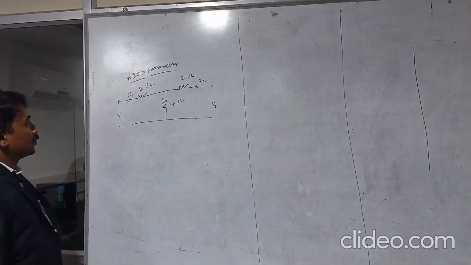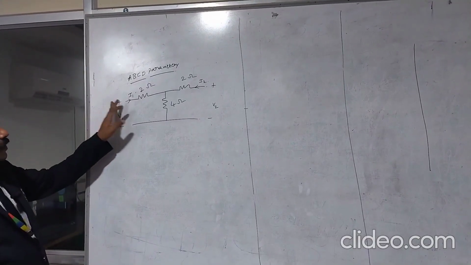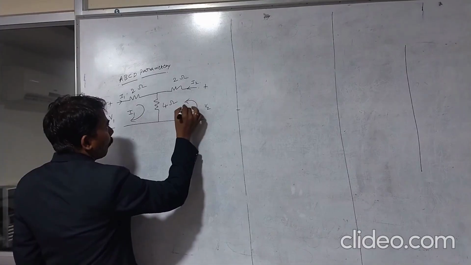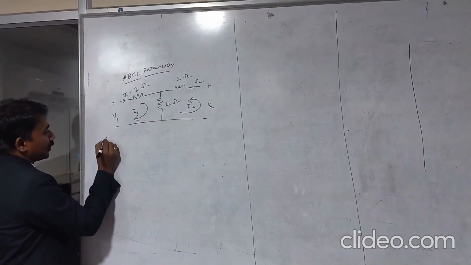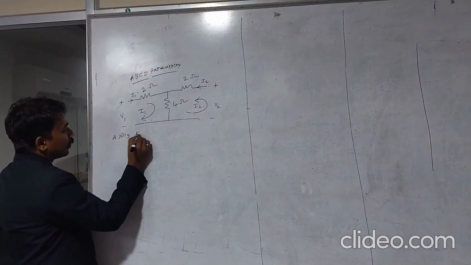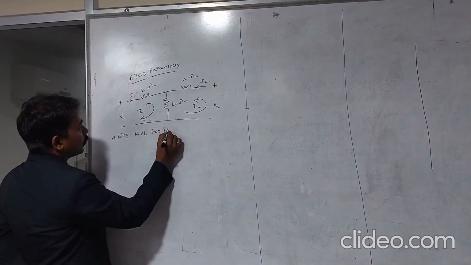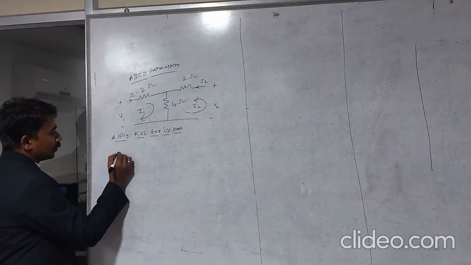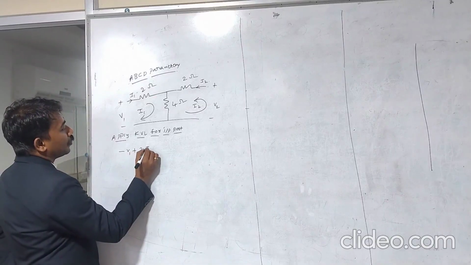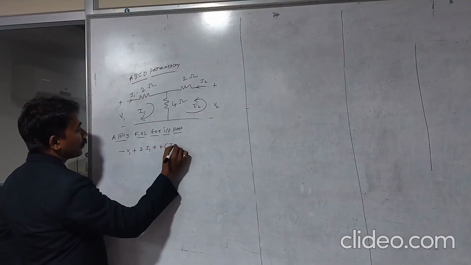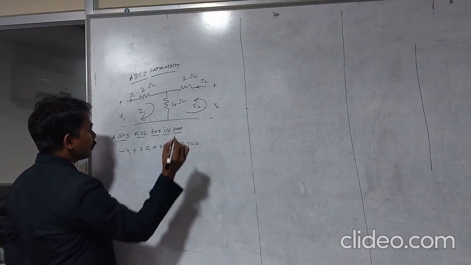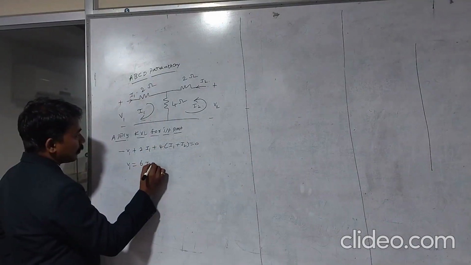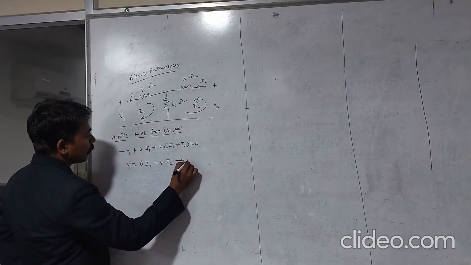Don't compromise the way you mark the polarities of V1 and the directions for I1 and I2. Okay. So now I'm going to write the KVL equation for the input port. So minus V1, 2 into I1, 4 into I1 plus I2 equal to 0. So organize this thing: 2 plus 4, 6 I1 plus 4 I2. So let it be the first equation.